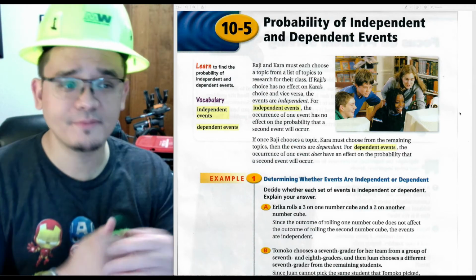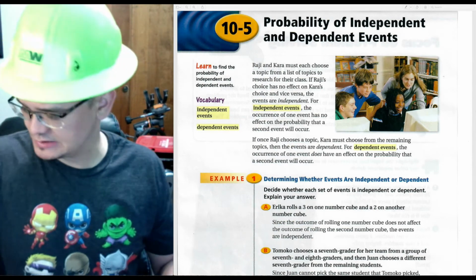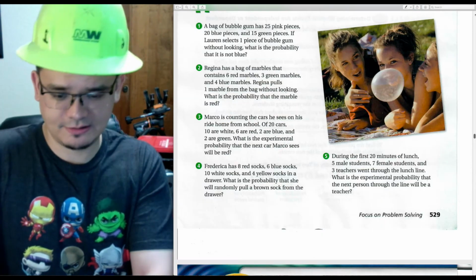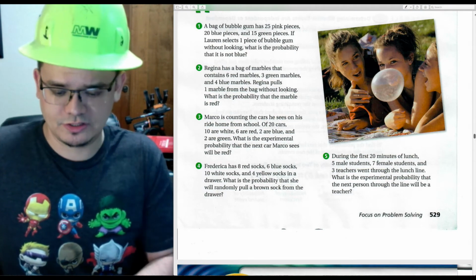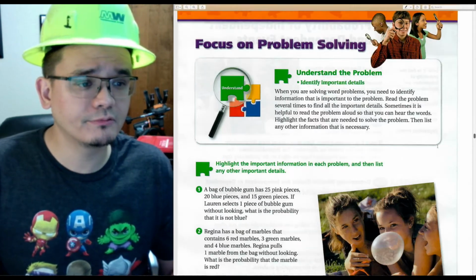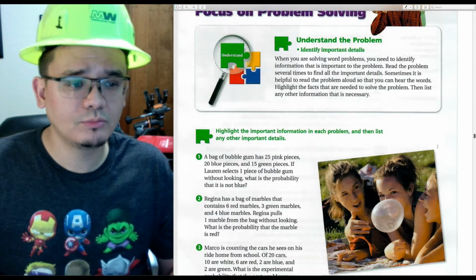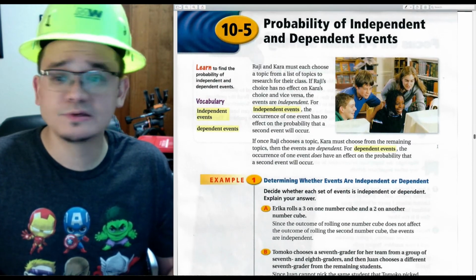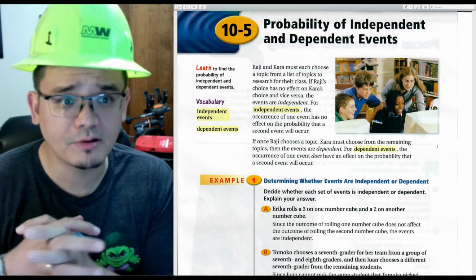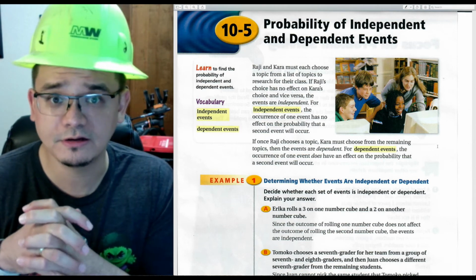All right, my math group 1 kiddos, let's go ahead and get started. Where is my trackpad? There it is. Oh, no. Trackpad, you messed me up. Where are we at here? There we go. So today we're talking about the probability of independent and dependent events.